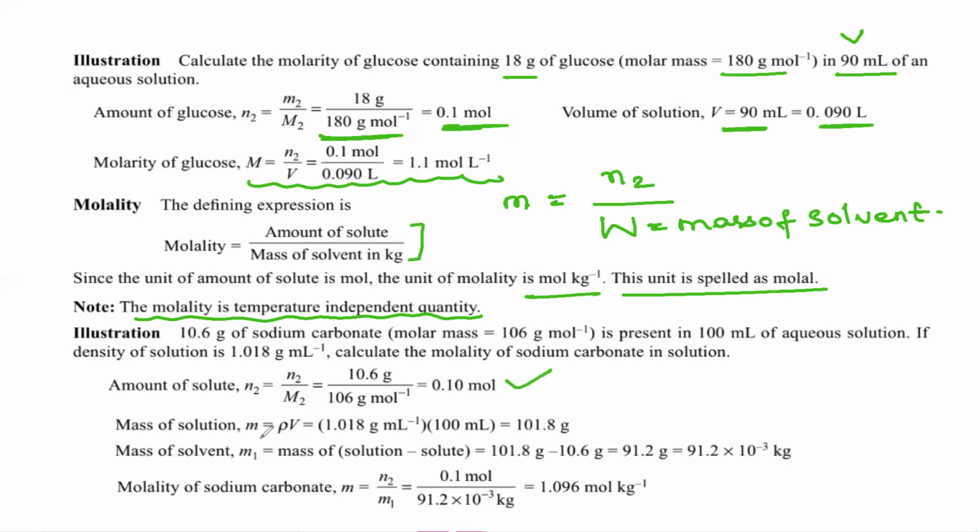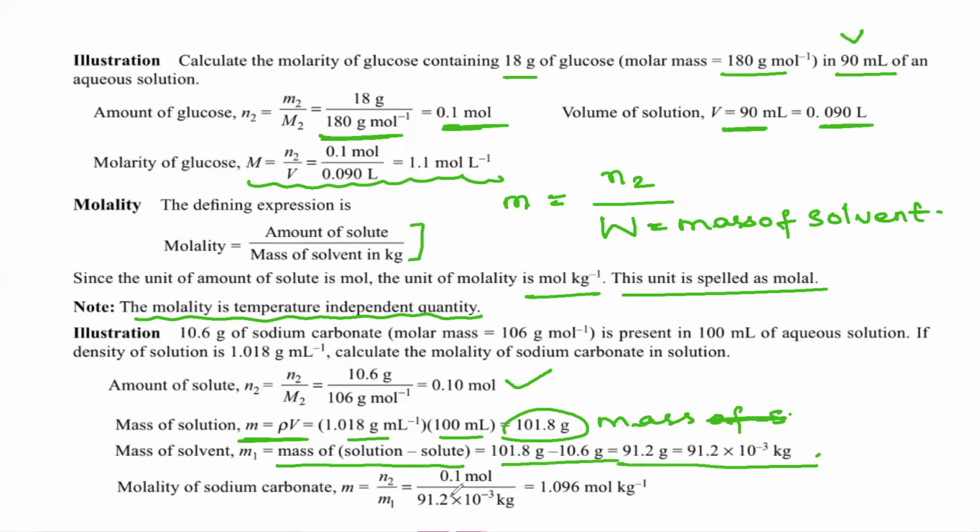Mass of solution is equal to density into volume. Since mass is equal to density into volume, density is given as 1.018 and volume is given as 100 ml, so mass of solution is 101.8 grams. Mass of solvent, m1, is equal to mass of solution minus mass of solute. So 101.8 minus 10.6 is equal to 91.2 grams, which can be taken as 91.2 × 10^-3 kg.